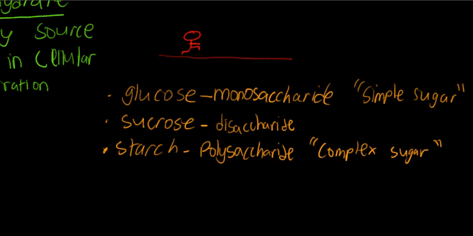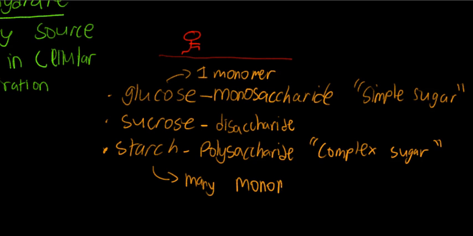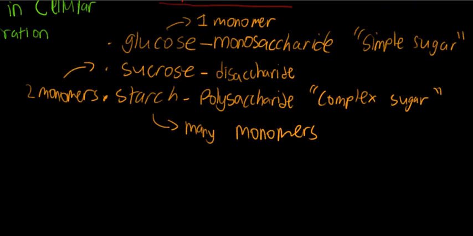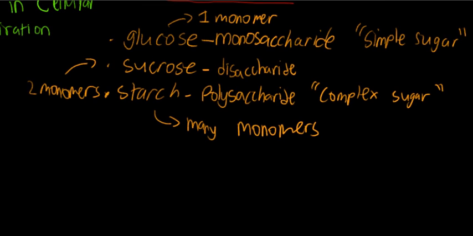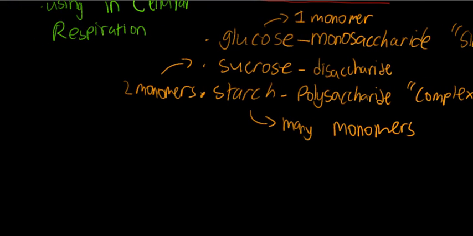So glucose is made up of 1 monomer, and starch is made up of many monomers. And sucrose is actually made up of two monomers. So monosaccharides are the base, and then polysaccharides are the polymers. So they're the main unit. Now, starch, carbohydrates actually look like this when they're all bonded.